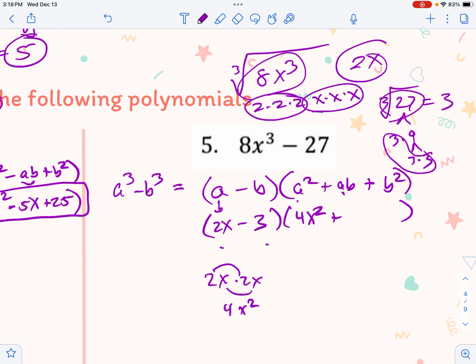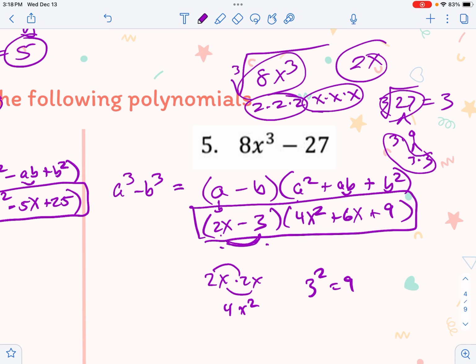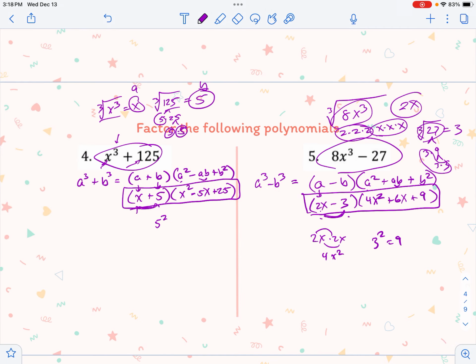Plus AB, a times b. So we're going to multiply these two terms. 2x times 3 is 6x. I don't care that 3 is negative. Your signs are always going to be minus, plus, plus. And the last one is b squared. So I'm going to take my 3 and square it. Well, that's just 9. And there is my factored answer for difference of cubes.